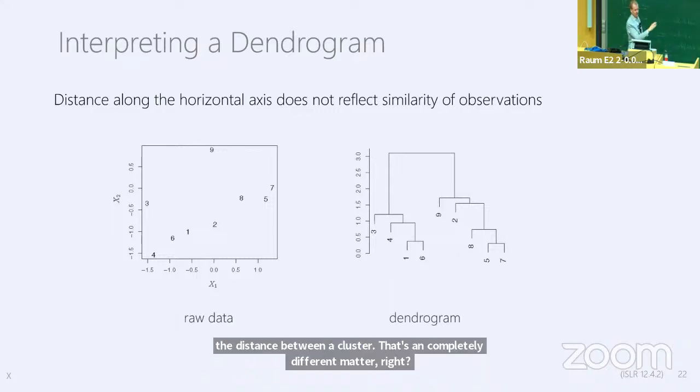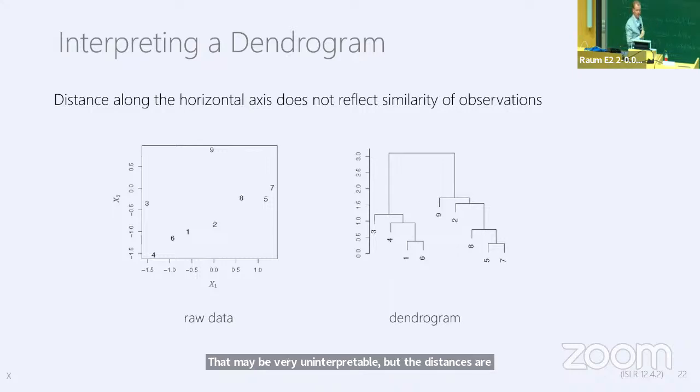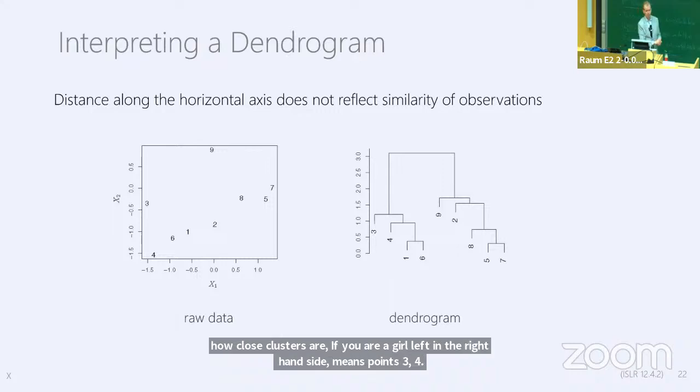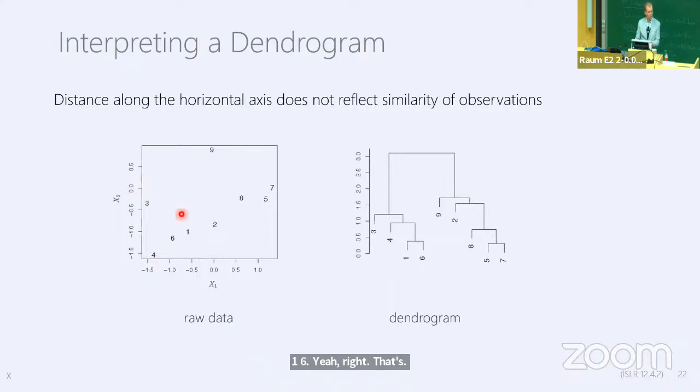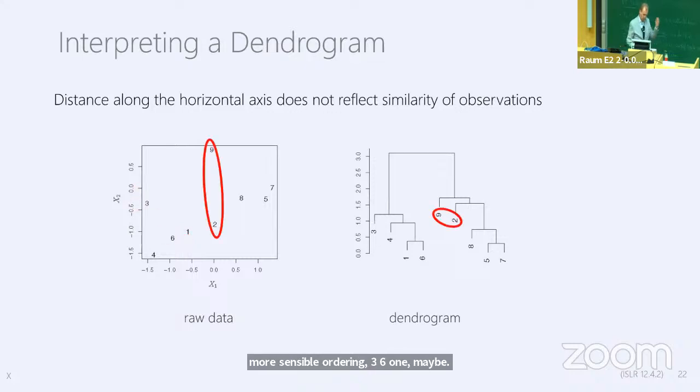Now, the x-axis, the order in which the data points are grouped, is essentially meaningless. This is really just, we chose those 2 clusters were closest under our definition of how close clusters are, right? If you compare the left and the right-hand side, I mean, points 3, 4, 1, 6, yeah, right? So that's 3, 4, 6, 1 would have been more sensible ordering. 3, 6, 1 maybe. You see what I mean?